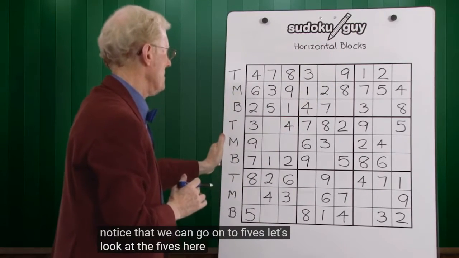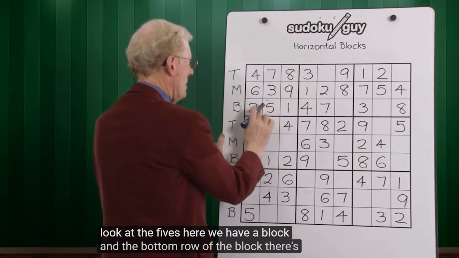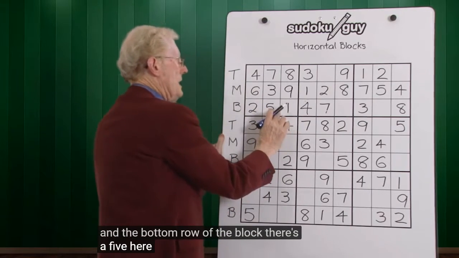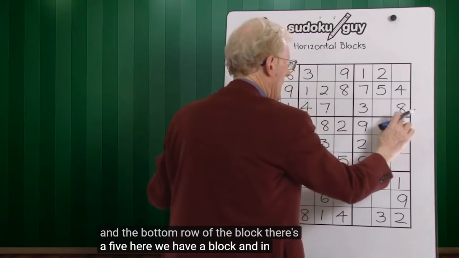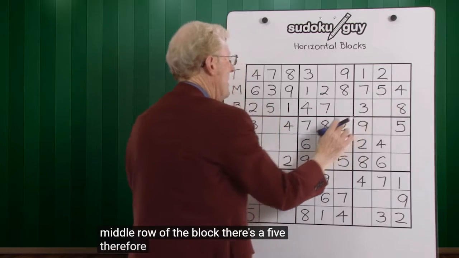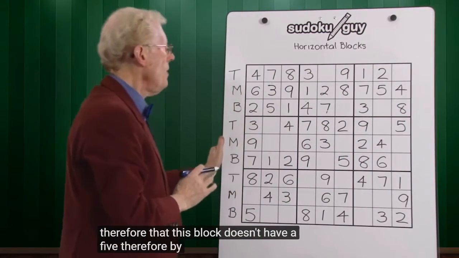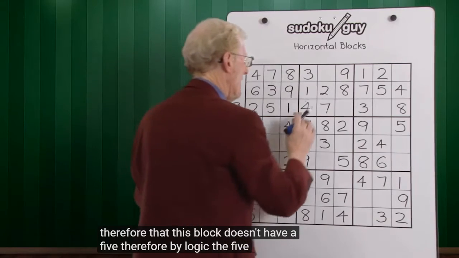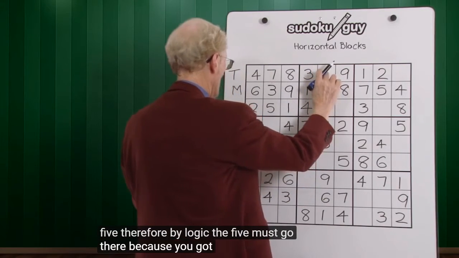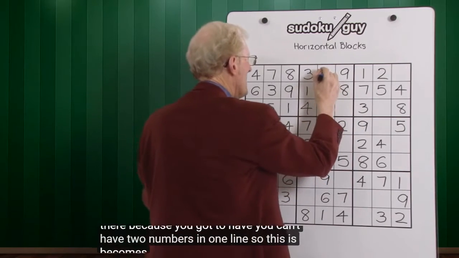Let's look at the 5s. Here we have a block, and in the bottom row of the block, there's a 5. Here we have a block, and in the middle row of the block, there's a 5. But this block doesn't have a 5. Therefore, by logic, the 5 must go there, because you can't have 2 numbers in one line. So this becomes a 5.